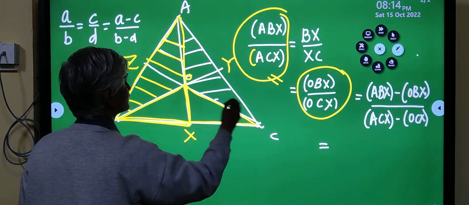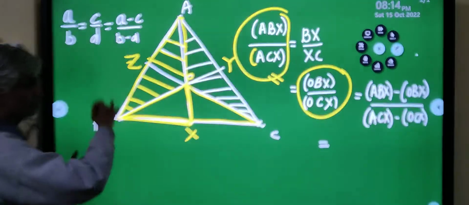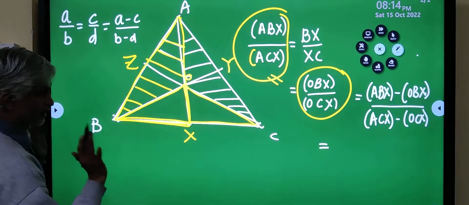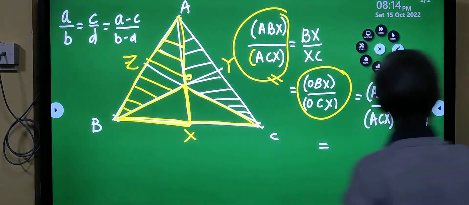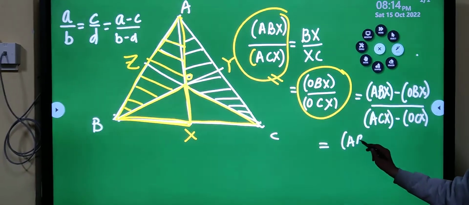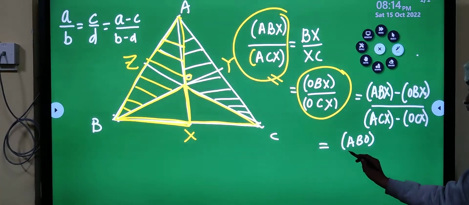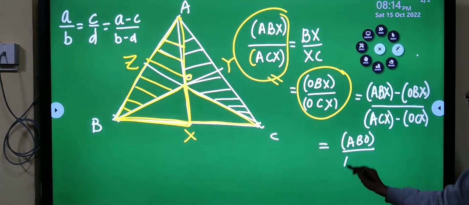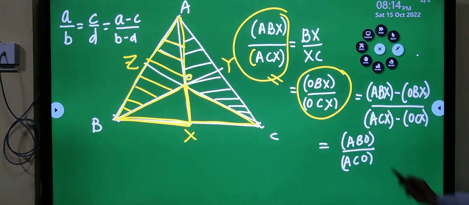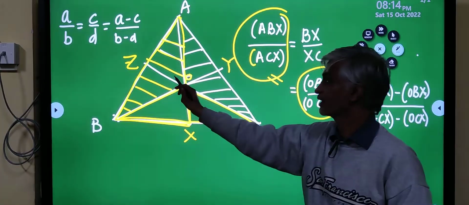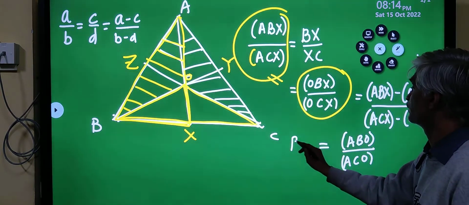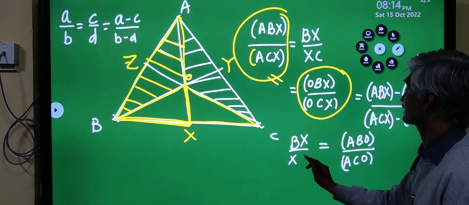Now you can see that this is going to be a cyclic repetition very soon, but you can see that this wing divided by this wing is what we are saying. So this subtraction leads to the area of ABO divided by the area of ACO. So finally ABO, which is the yellow area, divided by ACO, which is the white area, is equal to BX by XC.